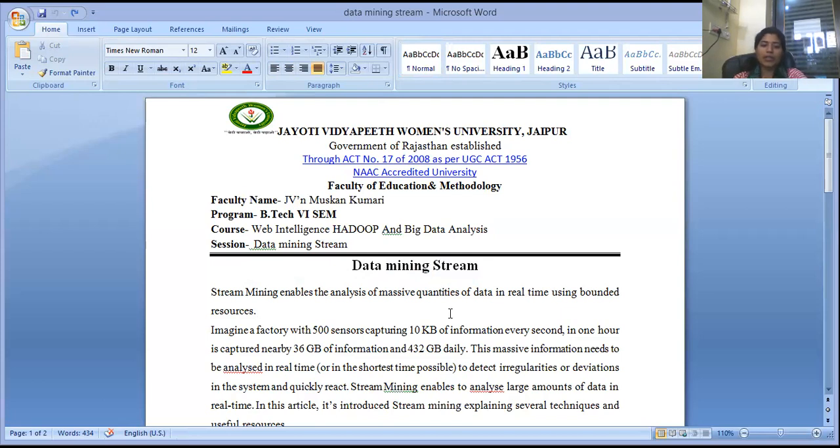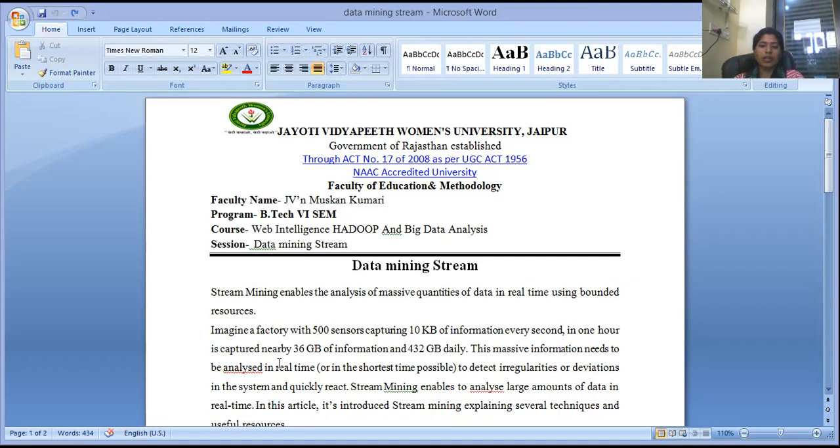Okay, so stream mining basically enables the analysis of massive quantities of data in real time using bounded resources. You have bounded resources given, and also suppose time limitations are given to you, and you are given massive information or data through which you have to analyze and pick up the informative data from that scale.